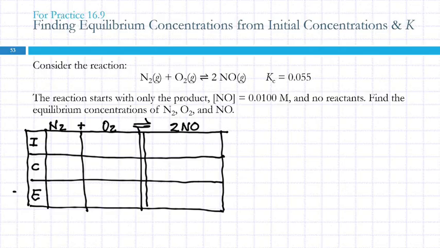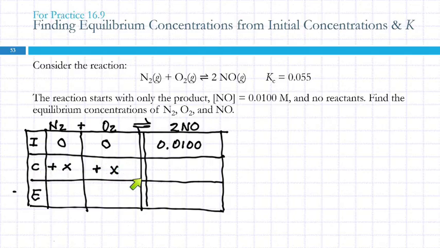Starts with only the product. So the product concentration, we're told, is 0.01. Whatever they say, you write it in. What are the concentrations for N2 and O2? 0. There isn't any. This time they came out and told us. Okay, then we're going to do the change row in terms of x. Can we go down from 0? No. So this must be plus x. There's no coefficient here or here, so I'm not going to write the coefficient. The other reactant will also be plus, and again, it's just 1.